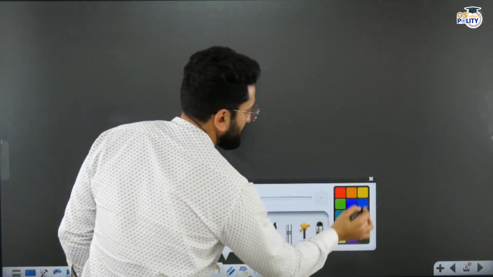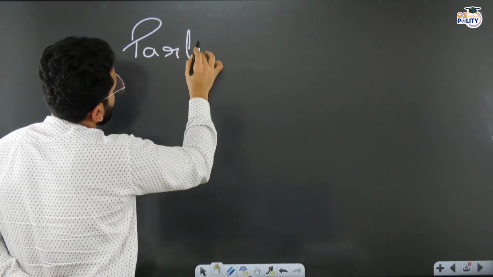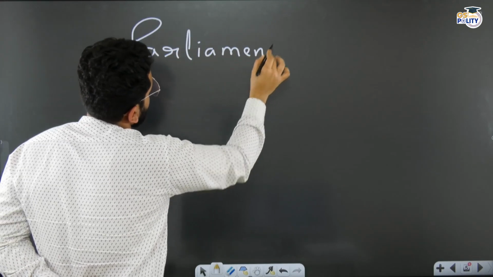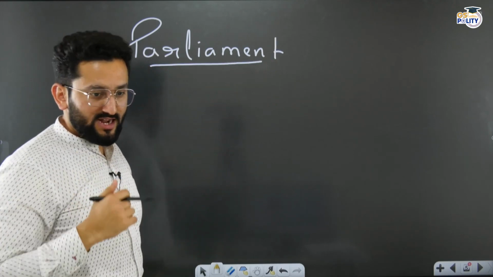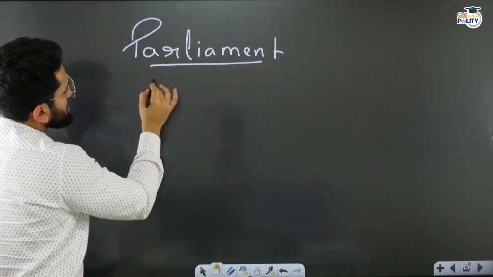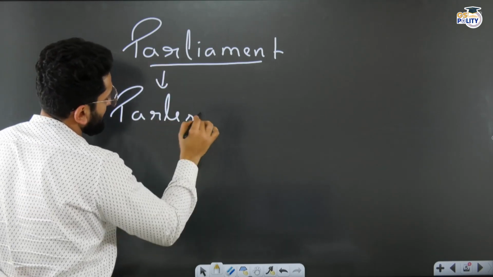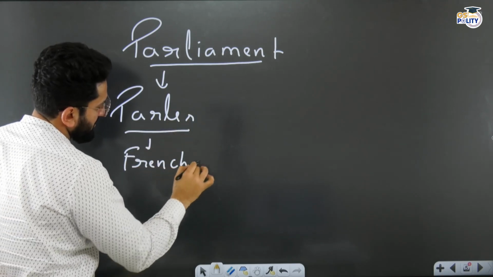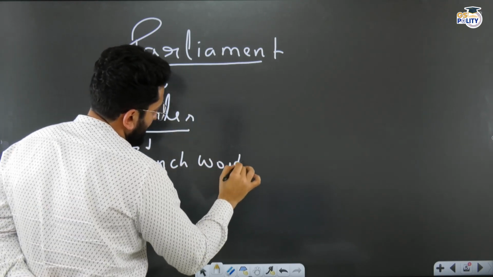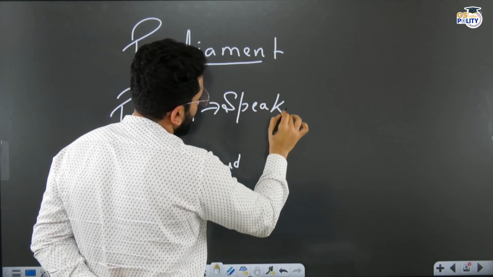Let's start with the word itself, parliament. And in between I'm going to raise some questions, and you have to answer in comments, okay? So this word parliament comes from the word parlor. Actually, this is a French word, and this word means speaking, the act of speaking.